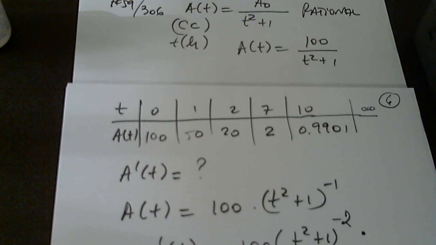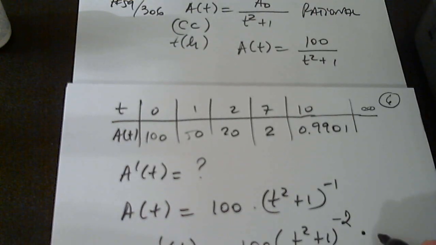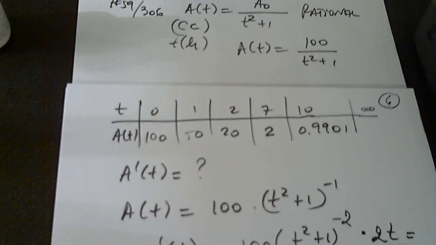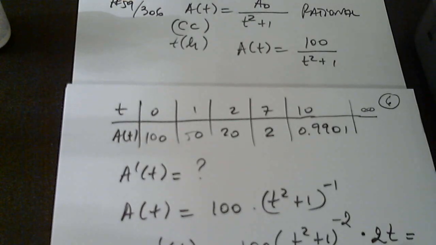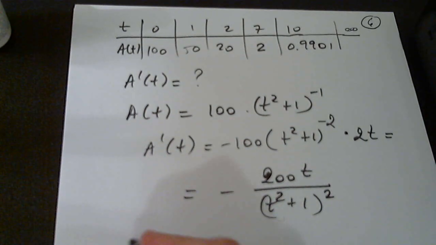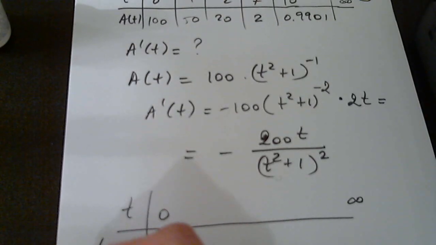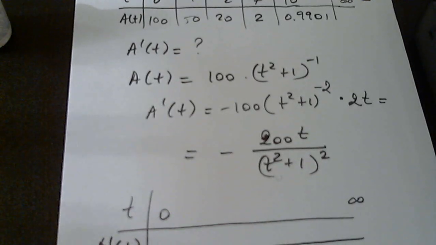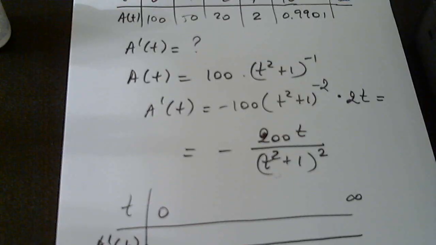Can anyone tell us what is the inner function prime? The inner function prime is 2t. Excellent, thank you so much. So negative 200t over t squared plus 1 squared. Perfect. So I have t from 0 to infinity, they are telling us a prime of t and a of t. Good.